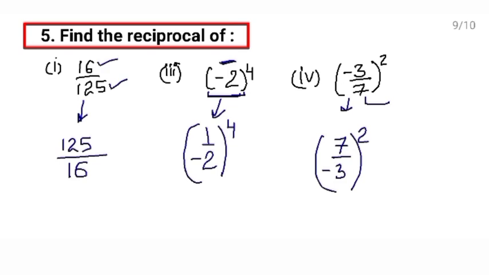Students, one thing more, this 7 upon -3 is also equal to -7 upon 3. Whether we put the minus sign with the denominator or with the numerator, the answer will be the same. Why? Because the minus sign is occurring an odd number of times, so the resultant will be minus automatically. Right? So we can say that this is also equal to -7 upon 3 raised to the power 2. So these can be the reciprocal of -3 upon 7 raised to the power 2.